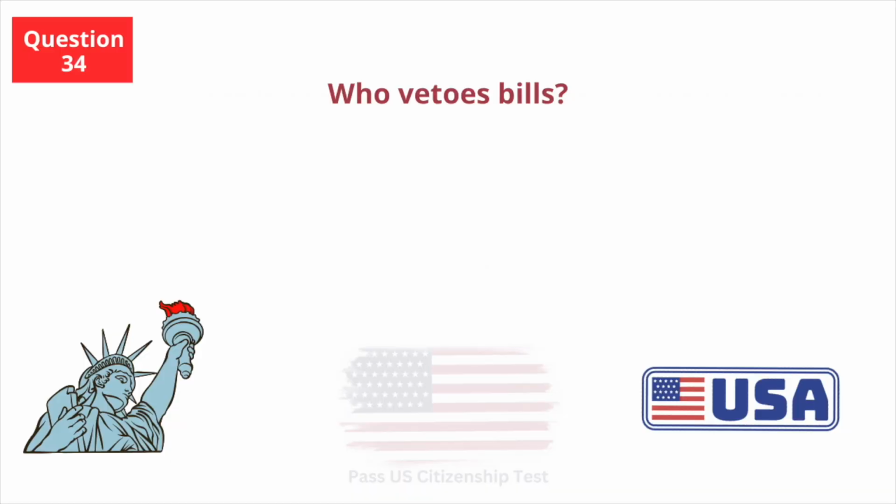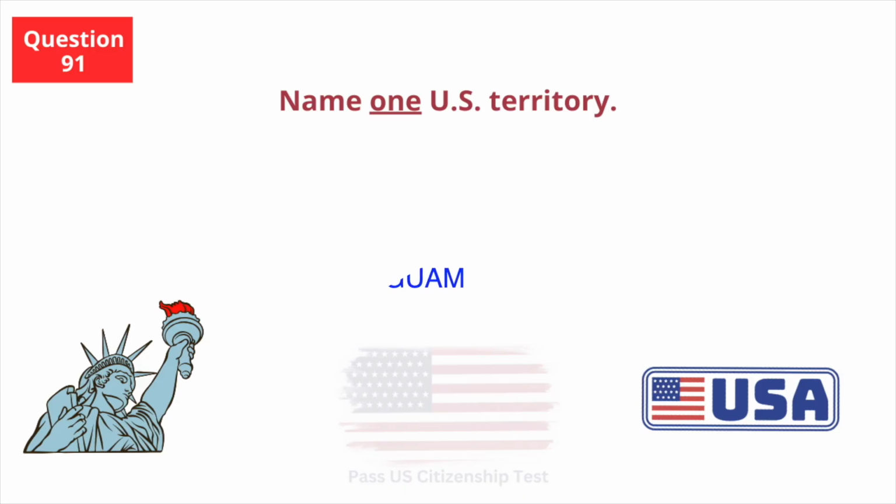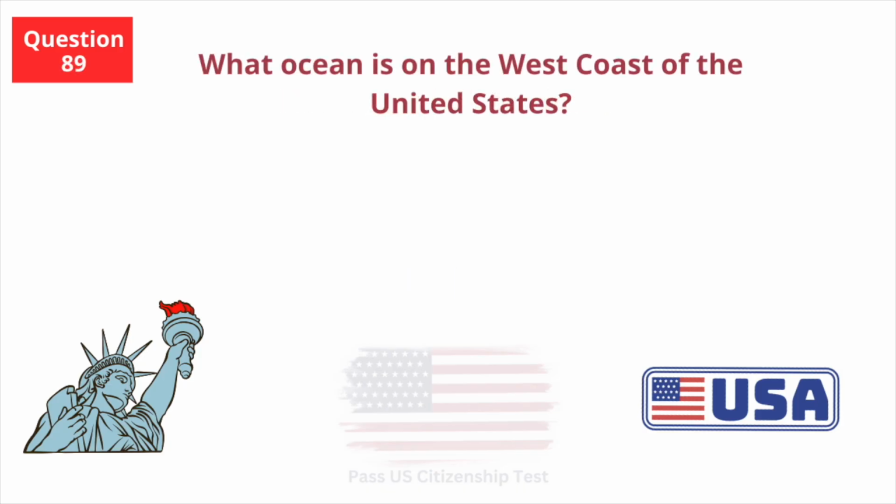Who vetoes bills? The president. Name one U.S. territory. Guam. What ocean is on the west coast of the United States? Pacific Ocean.